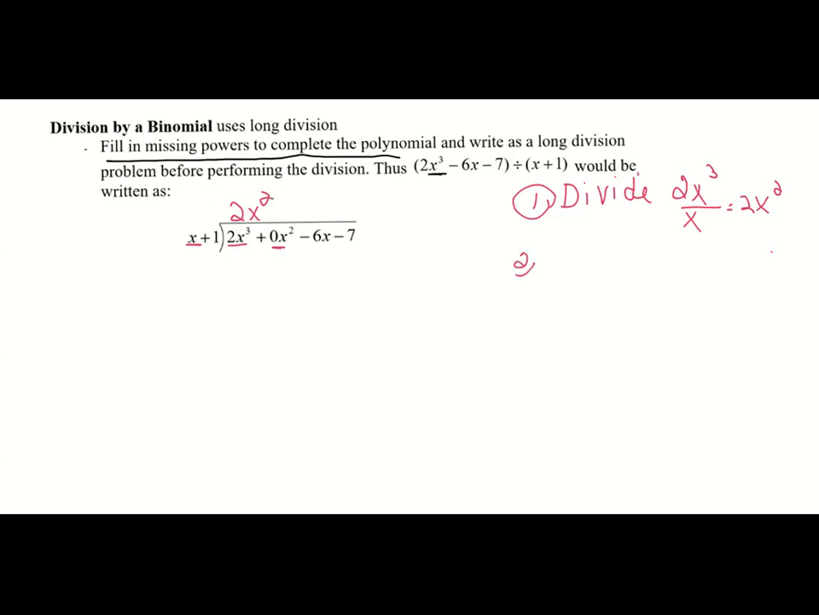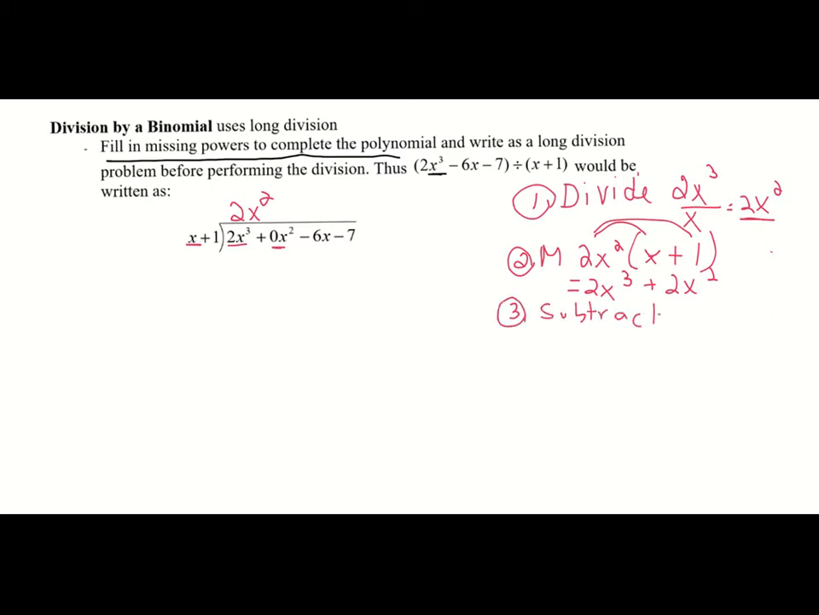Now, step 2, we multiply. So we're going to do our answer, 2x squared, times the whole binomial that's on the outside, so the x plus 1. So the division part, you only use the first part, but the multiplication part, you use both. So when I distribute here, I'm going to end up with 2x cubed plus 2x squared. And now we're going to subtract.